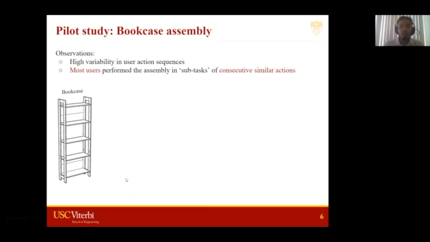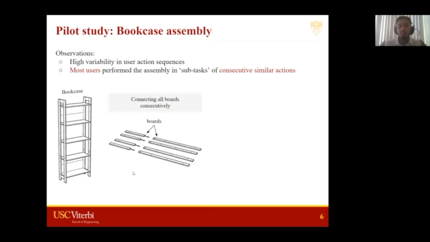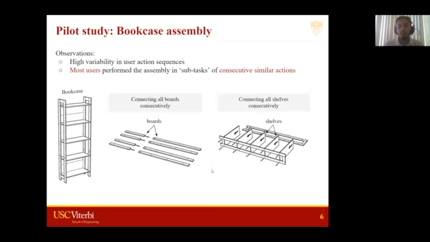But we also observed that users performed the assembly in subtasks of consecutive similar actions. What I mean by that is consider the bookcase shown on the left. So many users performed the subtask of connecting all the boards in a row. And many users also performed the subtask of connecting all the shelves in a row after that. Therefore, we saw that many users followed these similar sequences in terms of these subtasks, but they varied if we looked at their action sequences.